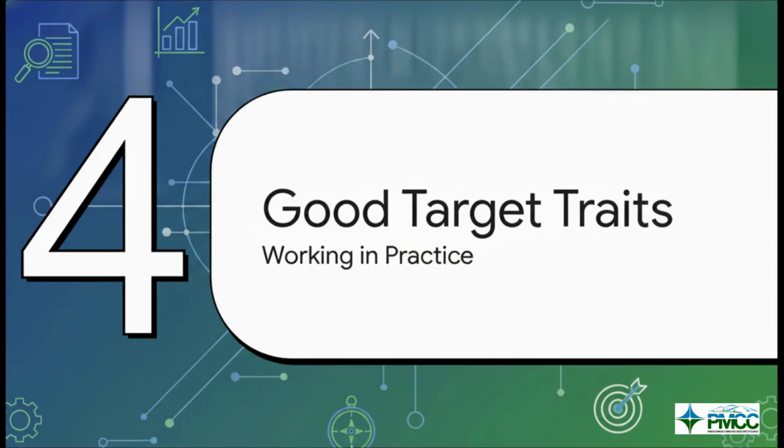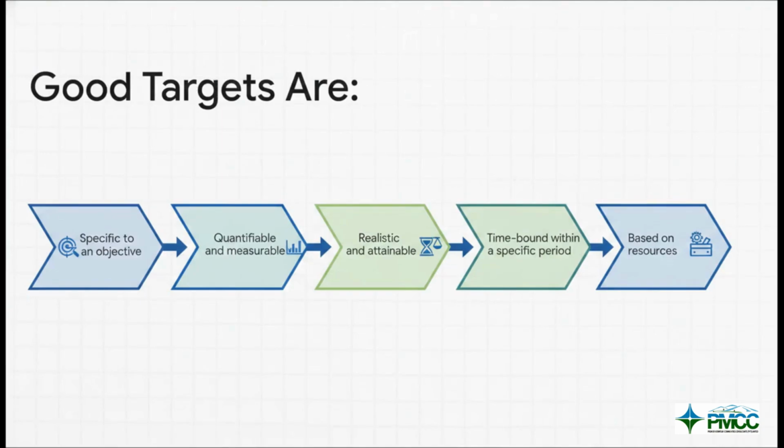All right, Section 4, Characteristics of Good Targets, Making Them Work in Practice. Now, good targets generally follow a framework you're probably already familiar with. They absolutely must be specific and measurable so you know exactly when you've hit them. They've got to be time-bound, giving you a crystal clear deadline. And above all, they must be realistic and based on known resources and capacities.